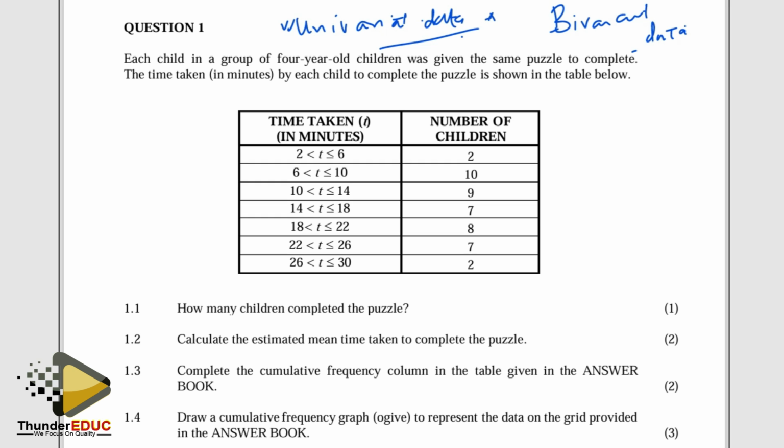Each child in a group of 45 was given the same puzzle to complete, and the time taken by each was recorded in the table below. So these are the intervals, and this number of children represents what we call the frequency. How many children completed the puzzle? So we just add up everything here. That's 12, plus 9 is 21, plus 7 is 28, 36. Does that make sense? Yes, 36. Plus 7, 43, plus 2, 45. So we have 45 kids. Just add up everything there.